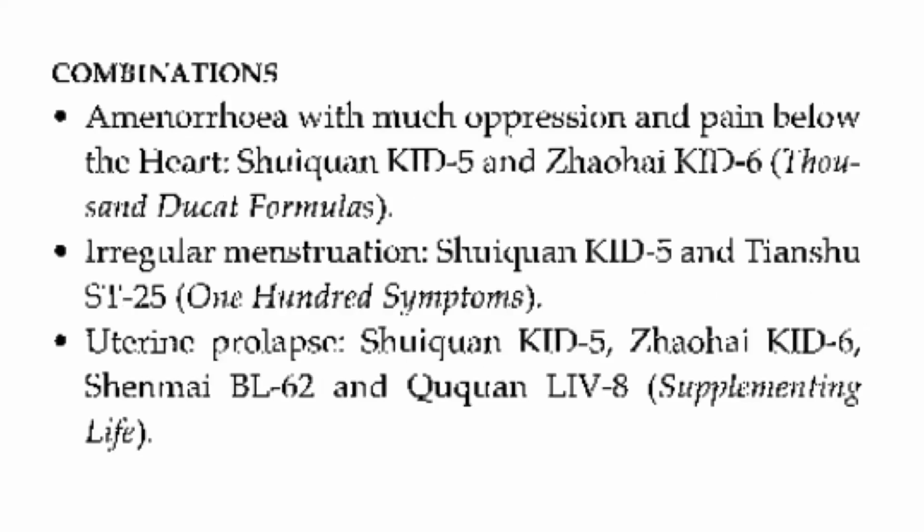As for point combinations, for amenorrhea with oppression and pain below the heart, Kidney 5 can be used in combination with Kidney 6. For irregular menstruation, Kidney 5 can be combined with Stomach 25. For uterine prolapse, Kidney 5 can be combined with Kidney 6, Bladder 62, and Liver 8.